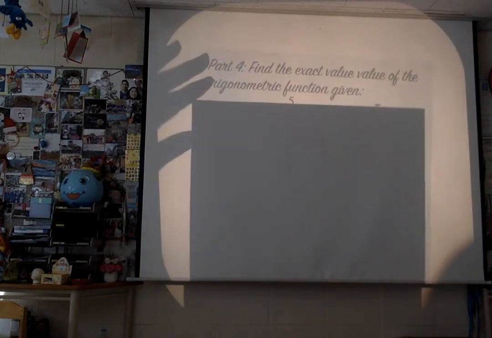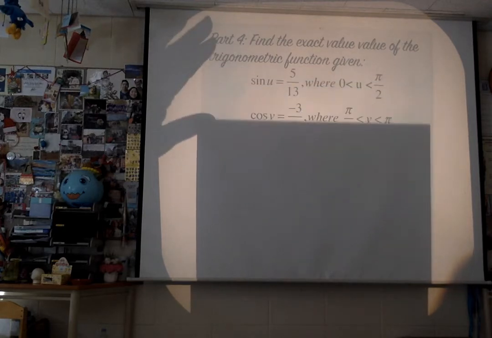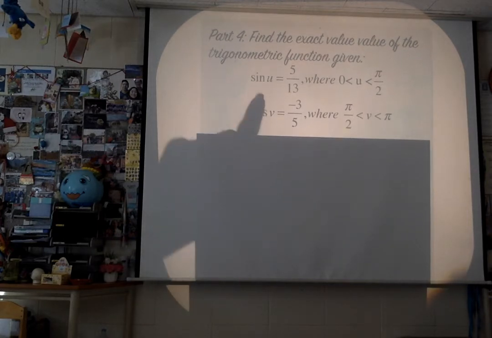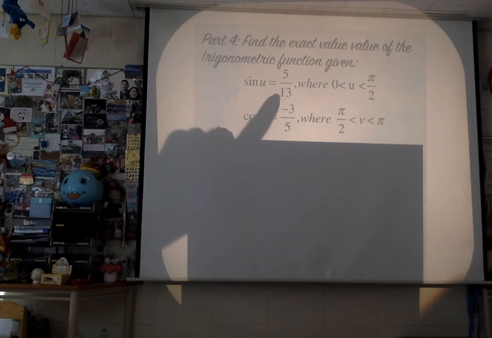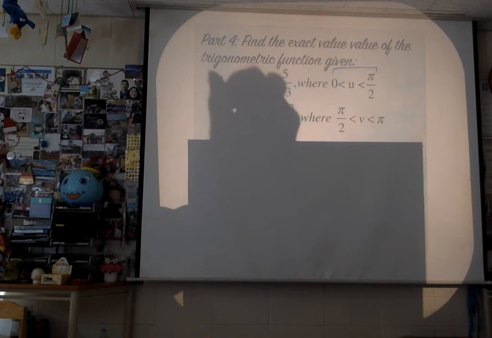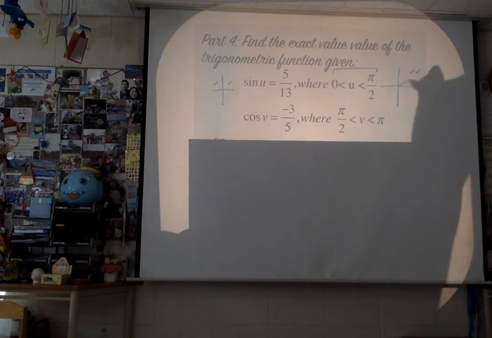Remember, stop the video if you have to, okay? So now I'm going to go here, part 4. I'll stop after part 4 so you guys can get to work a little bit, okay? Find the exact value of the trig function given this. Now, you've got to do some organization. Sine of u is 5 over 13. It's positive, but they're telling you that it's positive. So positive means it could be here or here. But they're verifying that it's going to be in the first quadrant, okay? So sketch it out if you have to.